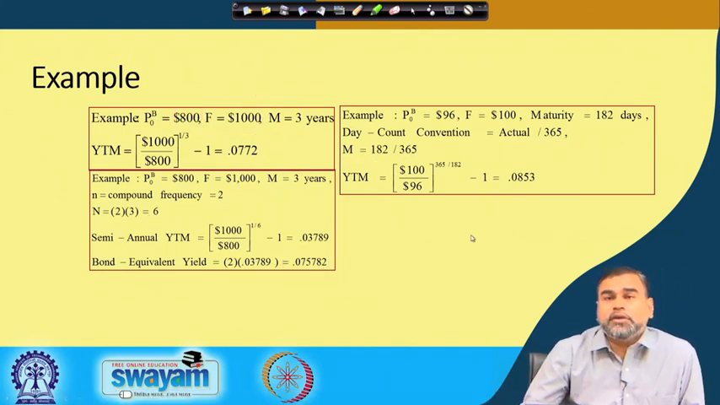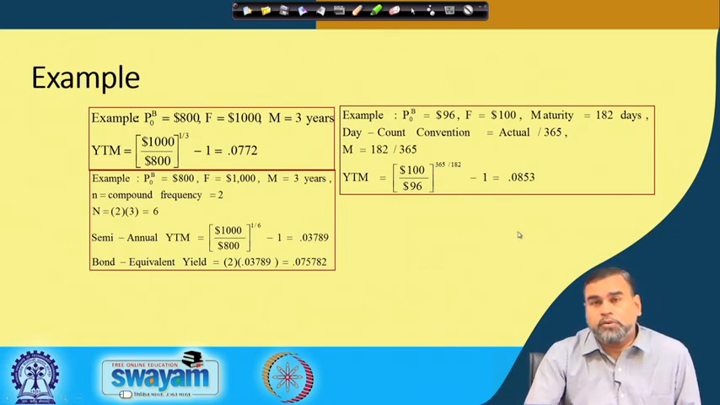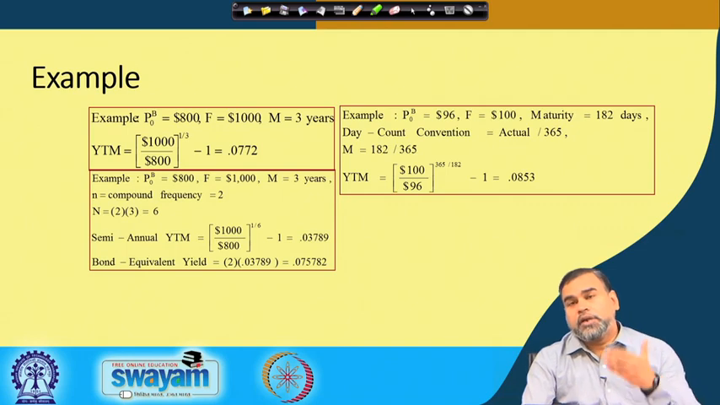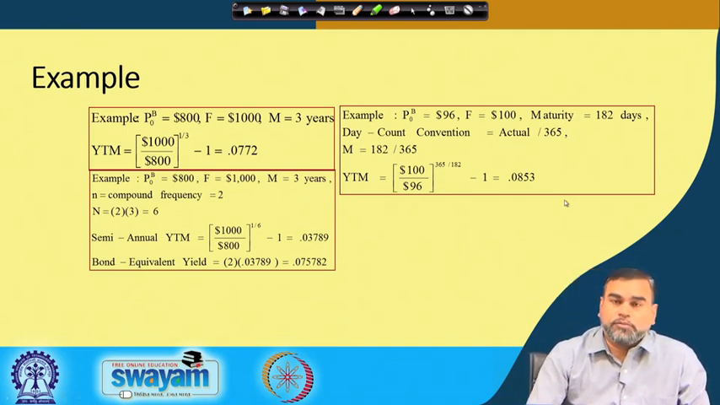But in the case of the other bonds, there is a coupon involved, so we are always equating the price of that particular bond with the present value of the cash flows.